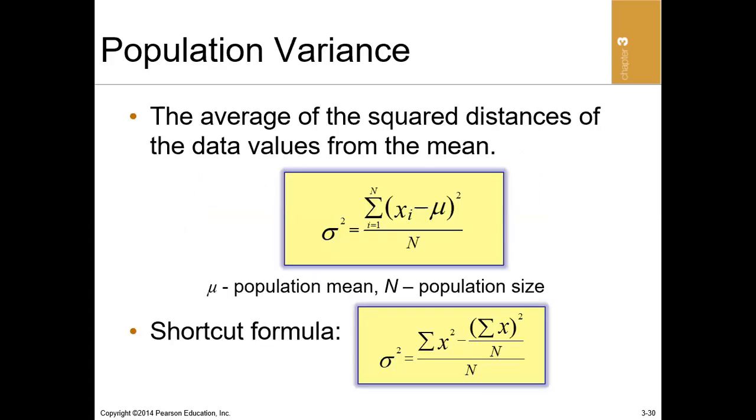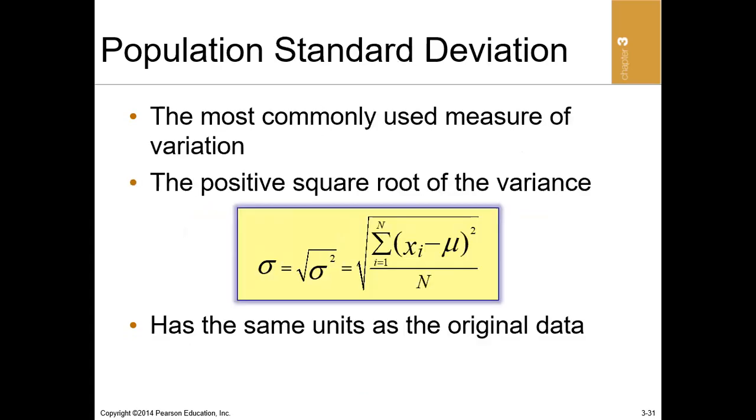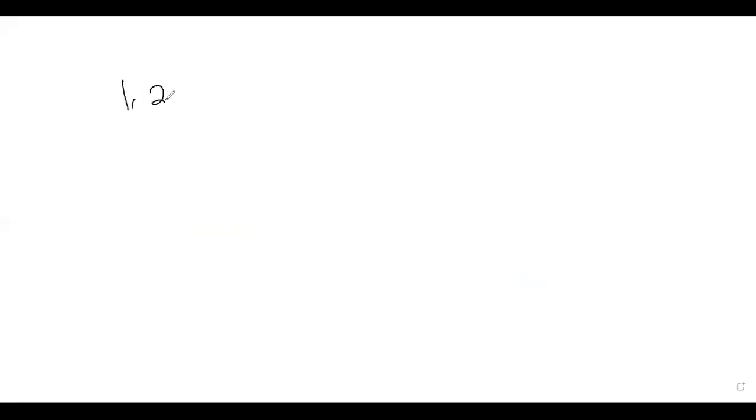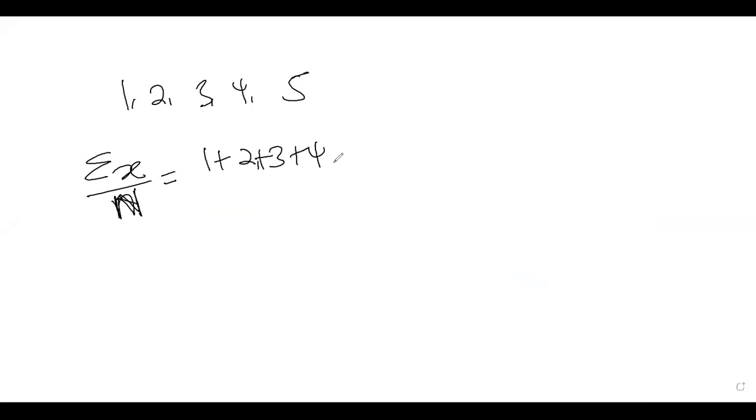Now, the next measure of dispersion we are going to discuss is the variance, or the population variance. To go over this, I would like to show you something. Let's assume that we have this set of figures: 1, 2, 3, 4, and 5, okay? Their average is sigma x over N, using bigger N. Their average is 1 plus 2 plus 3 plus 4 plus 5 divided by 5. So we have 15 over 5, and the answer is 3.